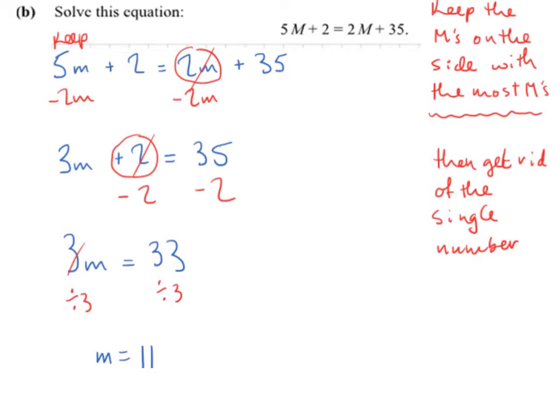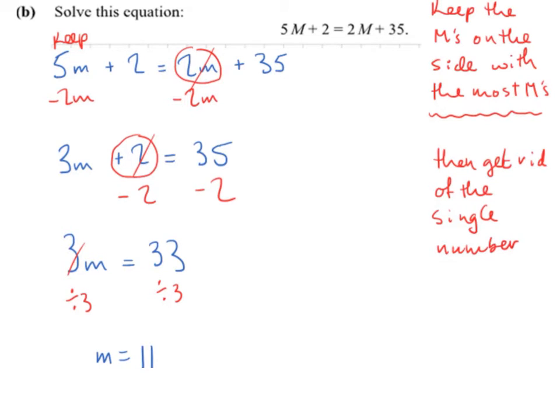Now when we had x's on both sides, the rule was keep the x's on the side with the most x's. Since we have m's, we're going to keep the m's on the side with the most m's. So we have 5m on the left of the equal sign and 2m on the right of the equal sign. And 5 is clearly bigger than 2, so we're going to keep the 5m where it is, and we're going to get rid of the 2m.